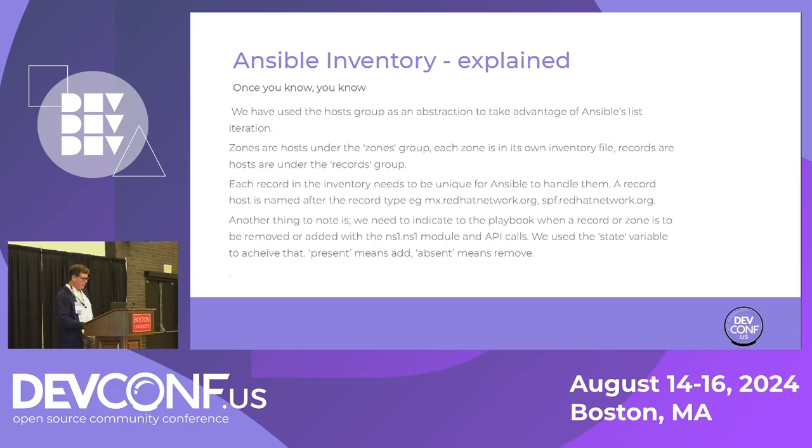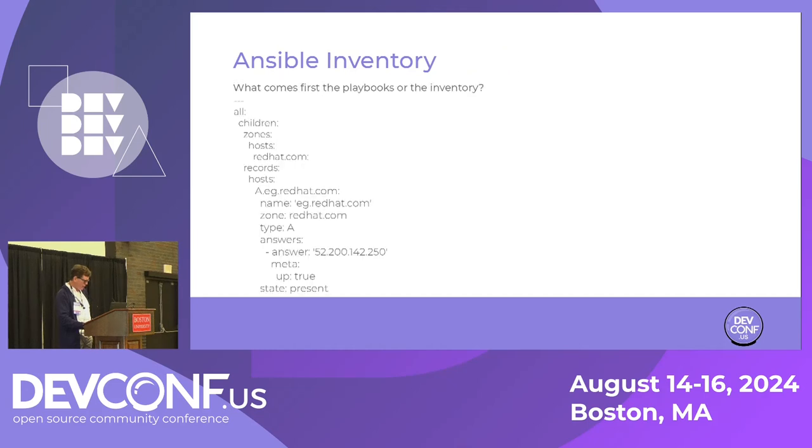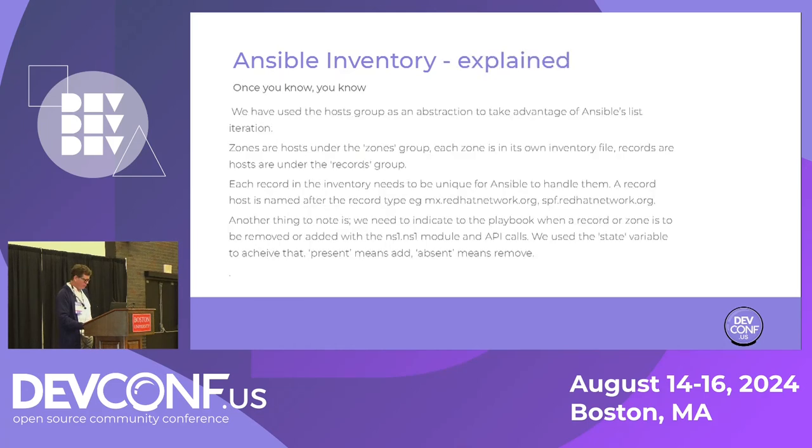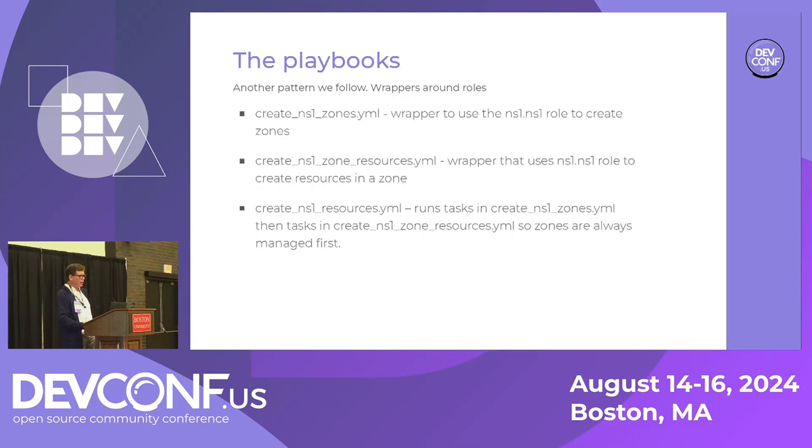Another thing we had to do, because Ansible is generally stateless, was signal to the playbooks via the inventory the state, whether it be present or absent. We can see that here, just present. It's pretty cool. We had to write some playbooks. They're pretty basic, just wrappers around the NS1.NS1 role. We created one playbook for managing zones, one playbook for managing zone resources, which is the resource records, and then another playbook to run them both.